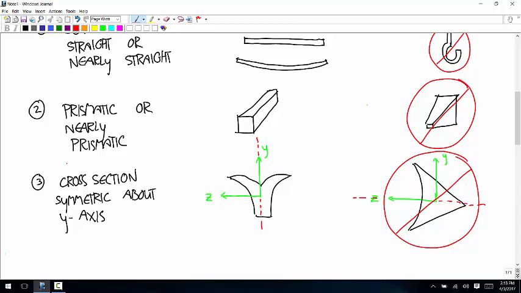For the third one, you mean? No, it doesn't, because we always set it up where the axis of bending, the axis that it's bending about, is the z-axis.